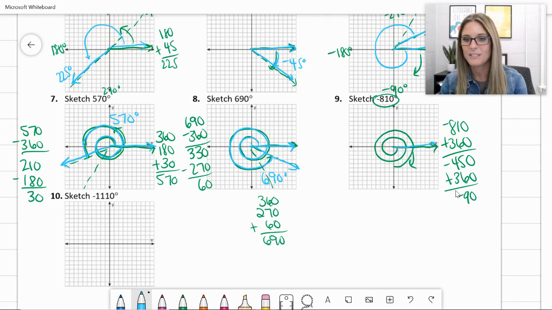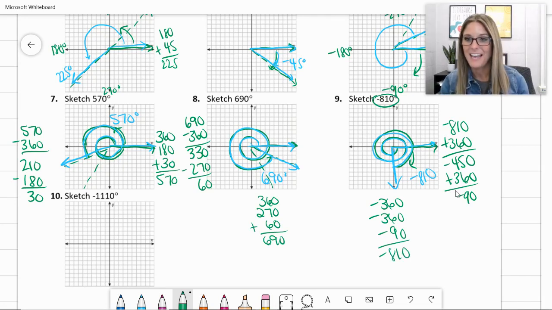So from starting position, we did 1 full rotation, 2 full rotations, and then added another 90 degrees to take us straight down to this position to give us negative 810 degrees. I'm going to write that one more time. We did negative 360, negative 360, and then negative 90, added all up to negative 810.